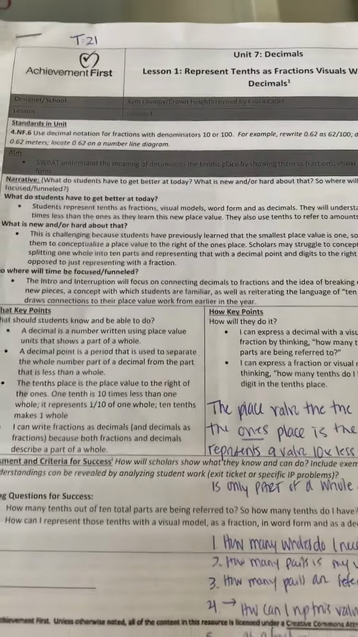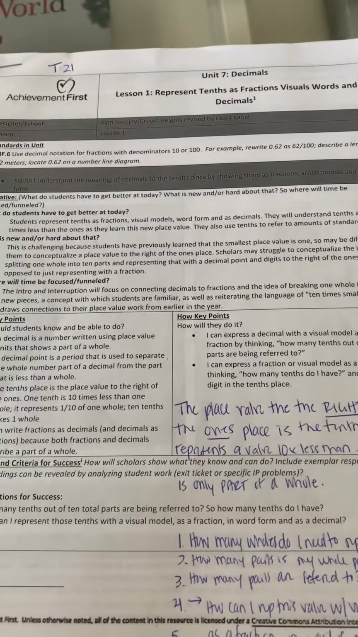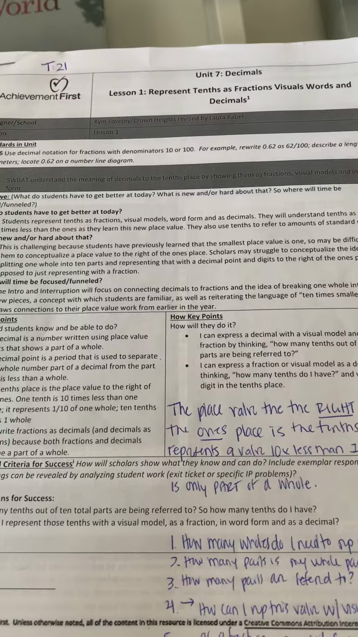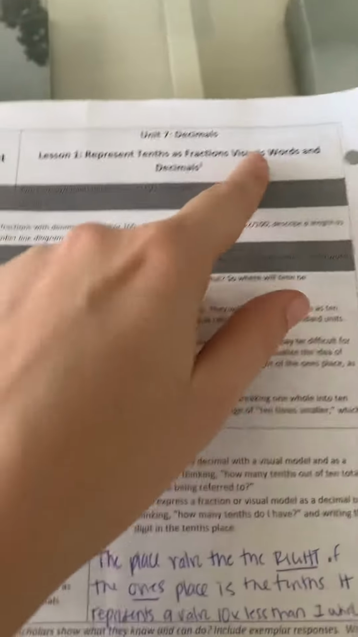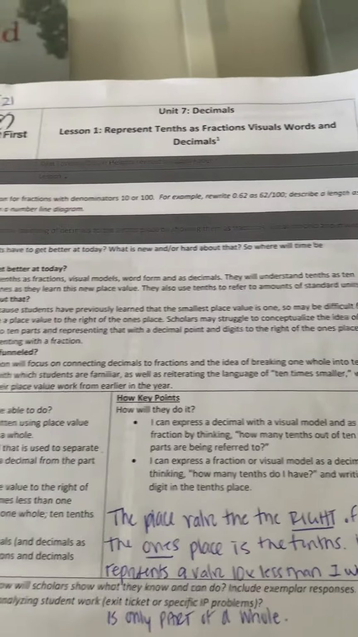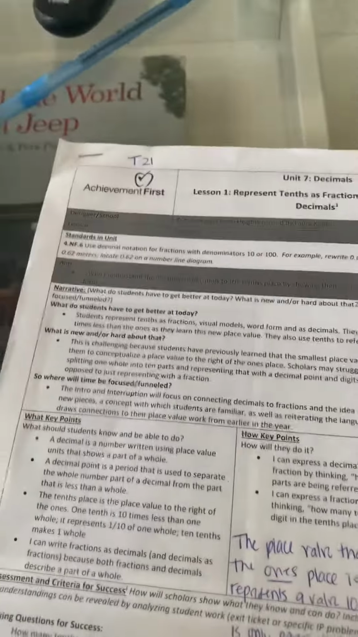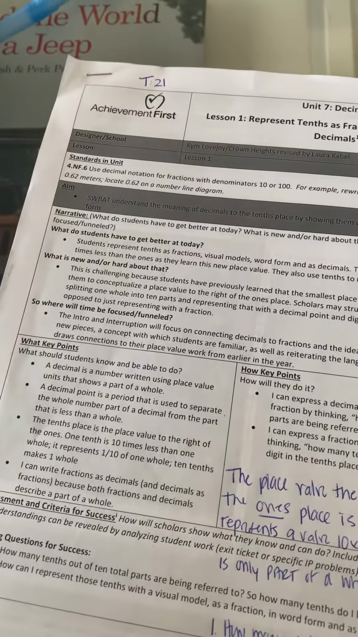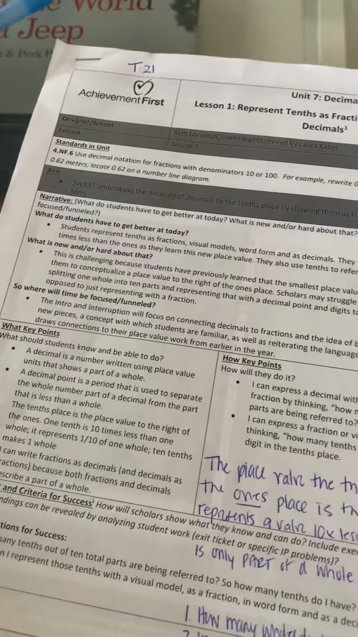Team Unit 7, Lesson 1, representing tenths as fraction visuals, words, and decimals. Need commas in that. It's 4.NF.6. This is on your IA. And yeah, let's rock it out.